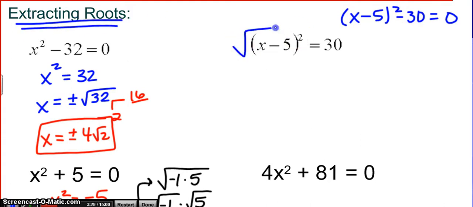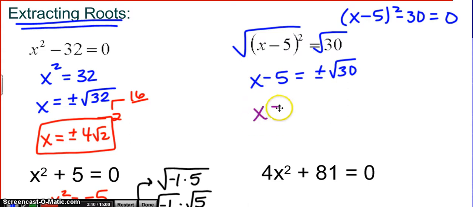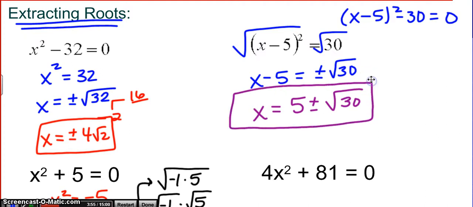So from here, I can just take a square root of both sides. I'll be left with x minus 5 equals plus or minus root 30. I want to get x by itself, so we'll say x equals, I'm going to add 5. And the square root of 30 does not break down using any perfect squares. So we don't have a 4, a 9, a 16, a 25 that goes in there nicely. In which case, this is your final answer.